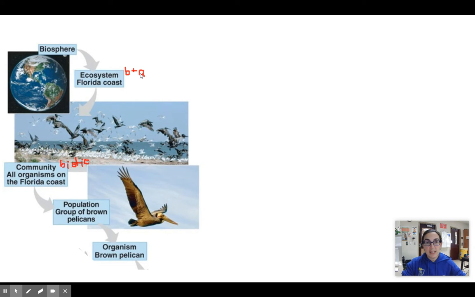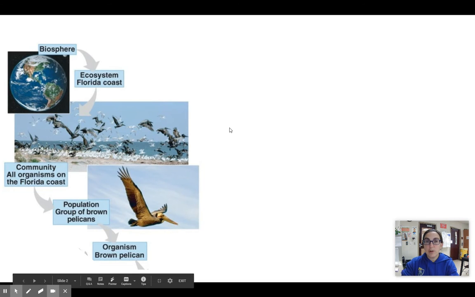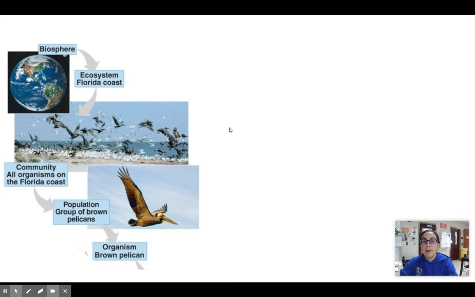So when we study ecology, we're really looking at these top levels. We're looking at how organisms interact with other living things, like other pelicans or other organisms around them, the things that they eat, the things that might parasitize them, anything like that. And we are also looking at how living things interact with the non-living components of their ecosystem.